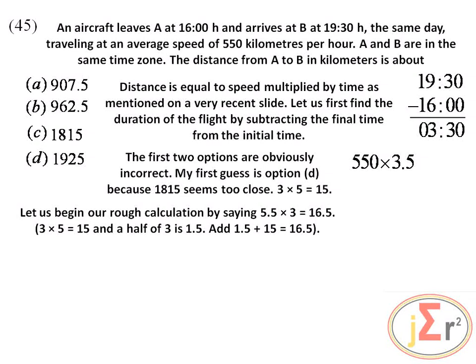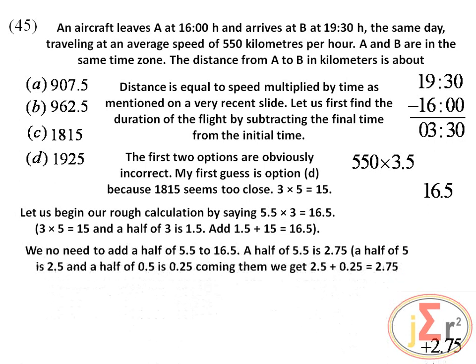But we are not multiplying by 3, we are multiplying by 3.5. So we need to take 0.5 of this, which is a half of 5.5. So there we have the first part is 16.5. We now need to add a half of 5.5 to 16.5. A half of 5.5 is 2.75. A half of 5 is 2.5, and a half of a half is 0.25. Combining them, we get 2.5 plus 0.25, which is 2.75. When we add those together, we get 19.25, so we are sure that D is our correct answer.